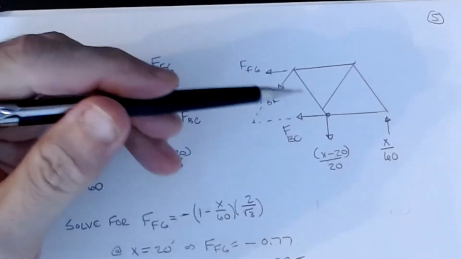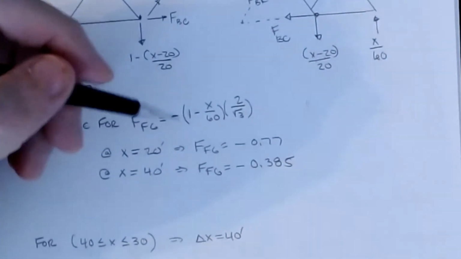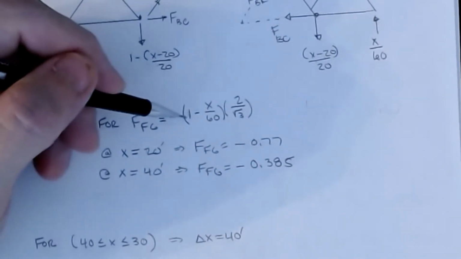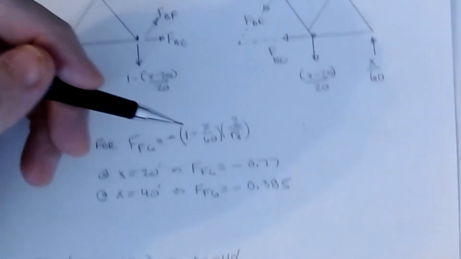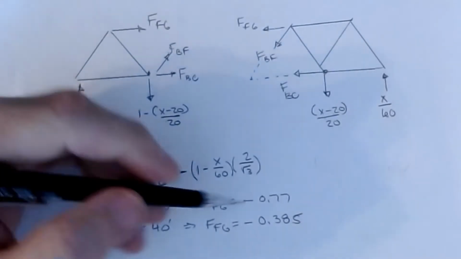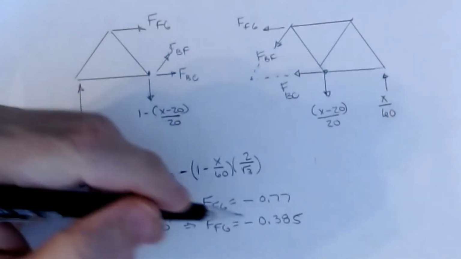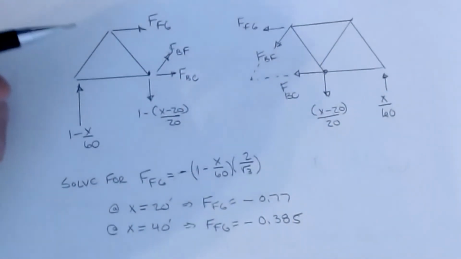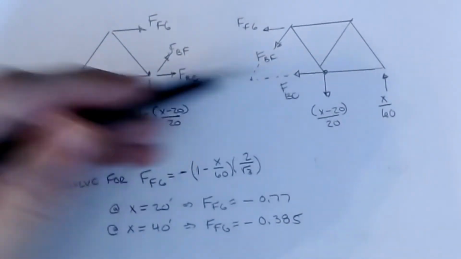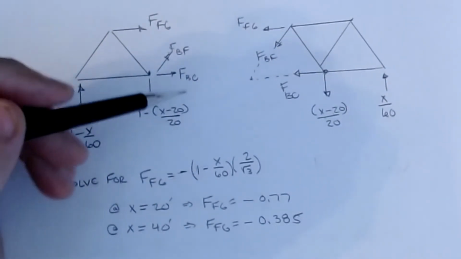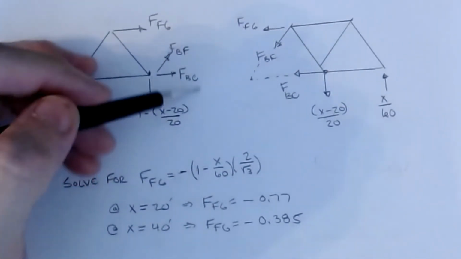And so you can do your statics, you can solve for that, and if I do the statics for it, you find out that FFG is a minus 1 minus x over 60 times 2 over the square root of 3. And if we plug in our values, at x equals 20, it's a minus 0.77, and at x equals 40, that equation gets me minus 0.385. But you can see how the pictures are changing. It's the same process, it's just that the loads are being applied differently because this is the span where the 1 kip load is sitting. It's in between. It just happens to be the one that we're cutting.